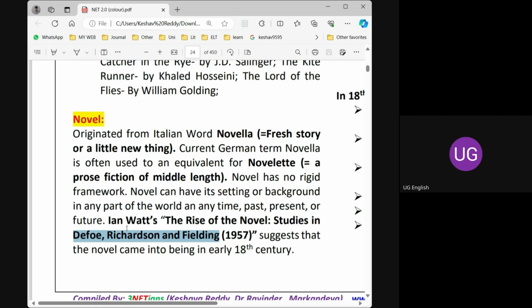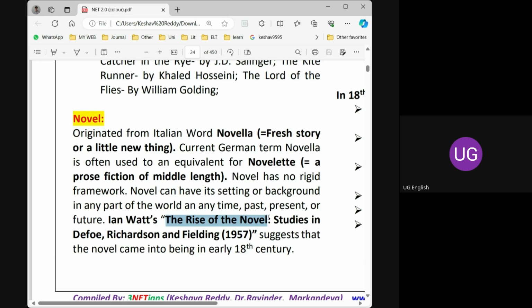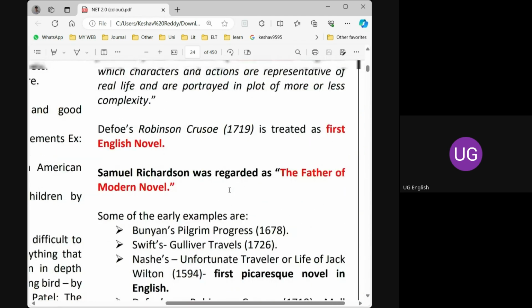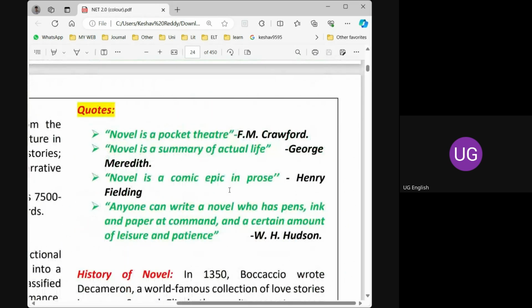And Ian Watt's The Rise of the Novel is a literary study about how the novel emerged into a literary genre. Especially he has studied Defoe, Richardson, and Fielding. Please remember the name of the work and the name of the author, Ian Watt, and the subtitle is very important. This is a work from 1957, based on the first writers of the novel. And we have a few important definitions of the novel.